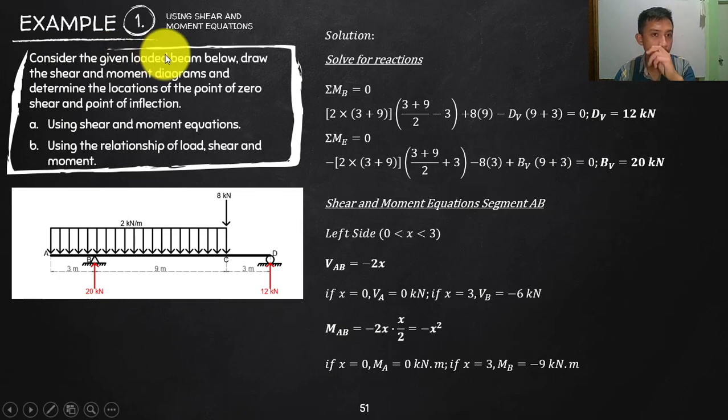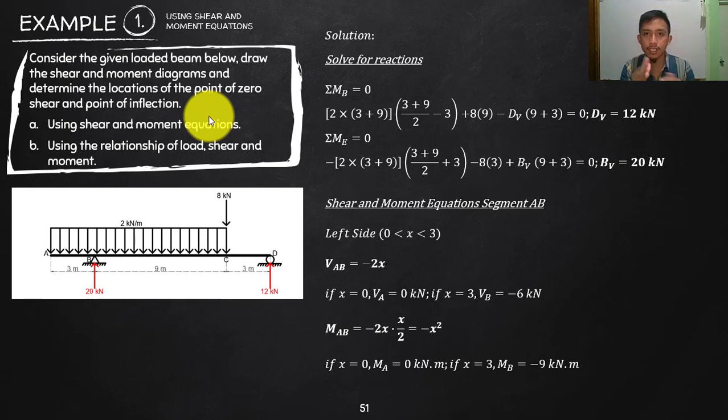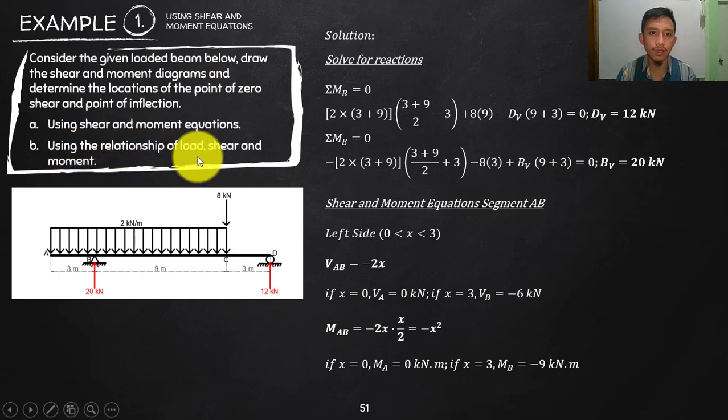So let's have this example. Consider the given loaded beam below, draw the shear and moment diagrams, and determine the locations of the point of zero shear and point of inflection. A, using the shear and moment equations. That is what we are going to do first, using the equation. We will first establish the equation before we draw, just like what we did in Unit 1. But this time, I will be explaining how to connect these points. And then second, do the same thing, but this time using the relationship of the load, shear, and moment. That is what we call the semi-graphical method.